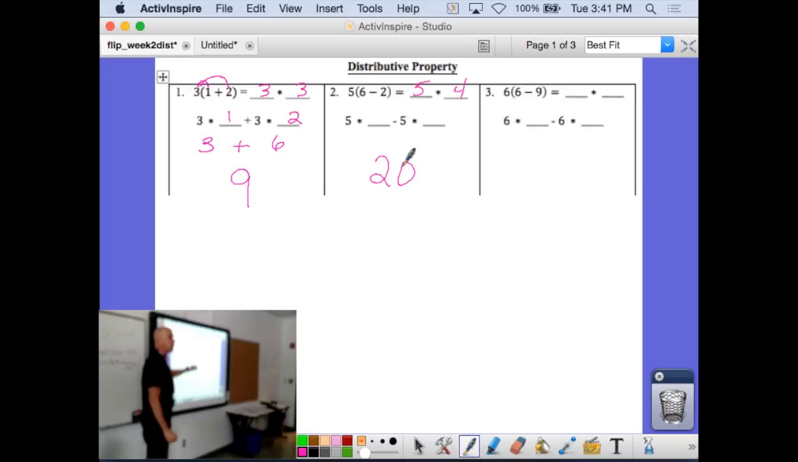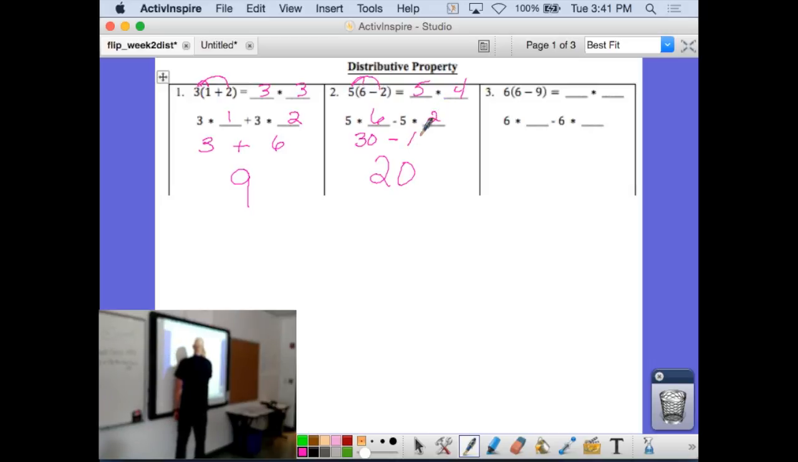But let's go ahead and distribute the 5. 5 times 6 is what? 30. Okay, and we have a minus. And then what's 5 times 2? We have 10. So what's 30 minus 10? 20, right? So, 2 different ways to get the same answer, right?